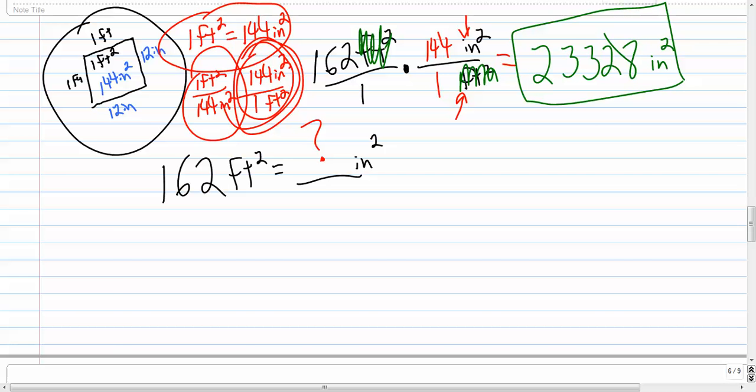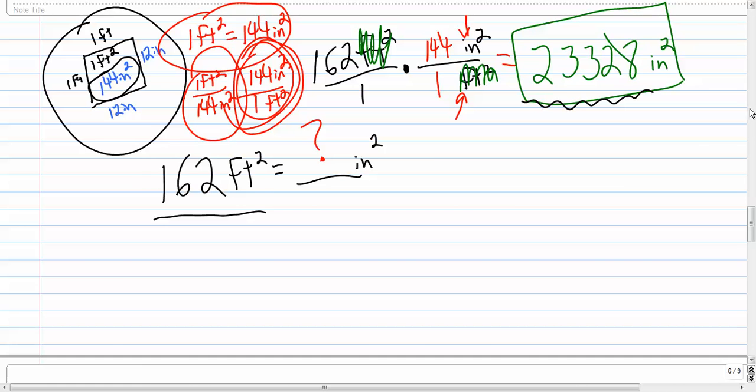All right. Should you be surprised when you get a relatively big answer for a number, over 20,000? Well, not really, because think about 162 square feet. You know that a square foot is quite a few square inches. So if we're going from a big unit like a square foot to a smaller unit like a square inch, we should get a bigger answer.